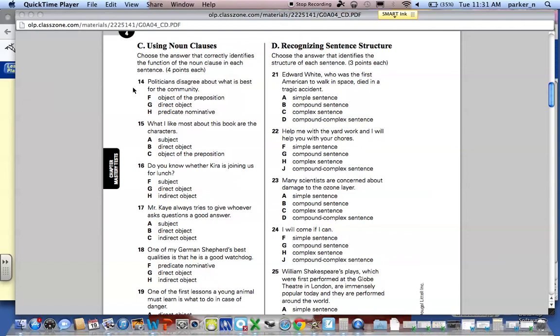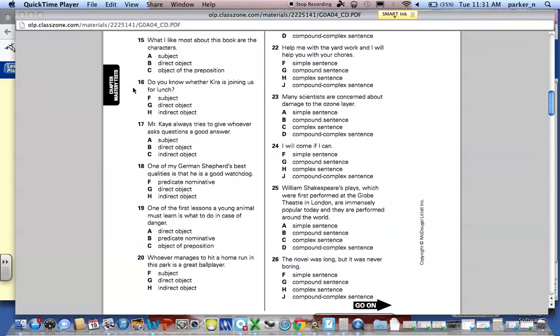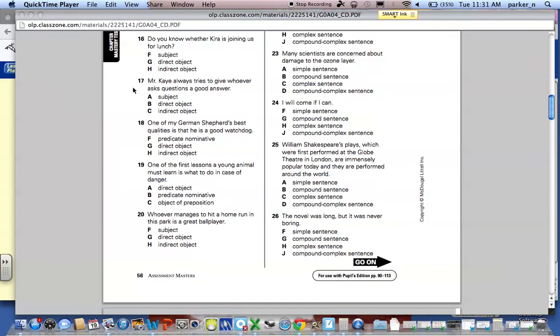Number 22. Help me with the yard work, and I will help you with your chores. Those are two independent clauses. That's a compound sentence. 23. Many scientists are concerned about damage to the ozone layer. There's only one subject and one verb in that sentence. Scientists are concerned. That's a simple sentence.